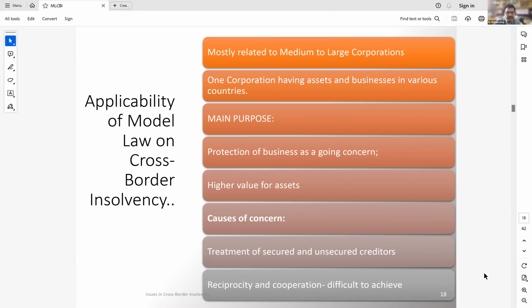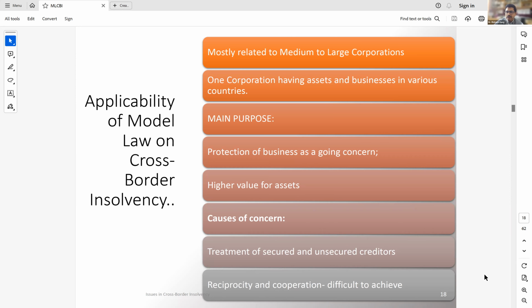What is the applicability of the model law on cross-border insolvency? So what are the main aspects? These are mostly related to medium to large corporations, and it can be one corporation having assets and businesses in various countries. And again, the main purpose is protection of business as a going concern, to seek a higher value for assets.